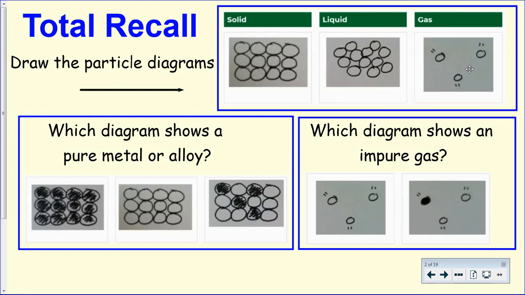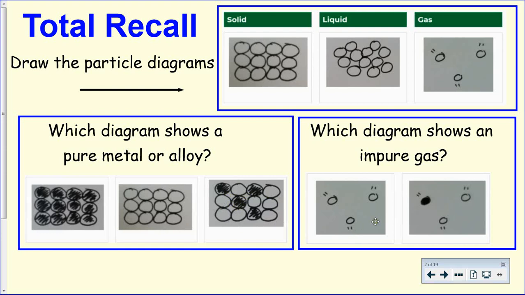So the diagrams that show pure metals are the one on the left and the one in the middle, because they only have one type of metal, one type of particle in them, where the alloy is a mixture of two or more types of metal. So you can see there that you've got two different types of particles, and that's an alloy.